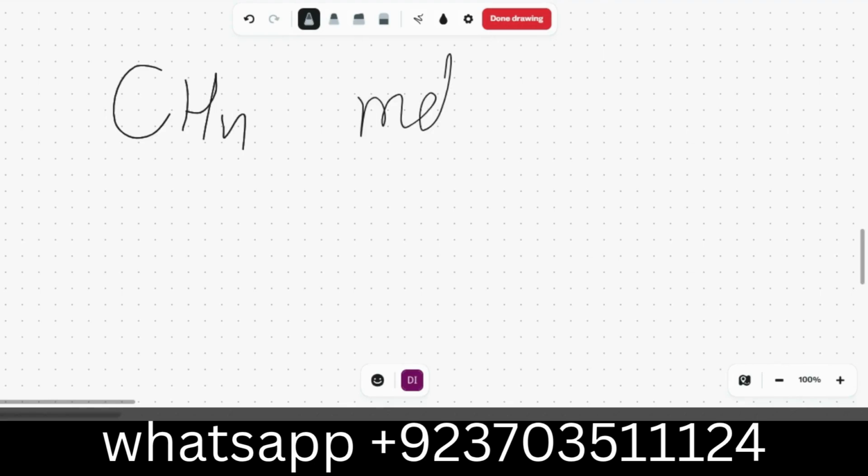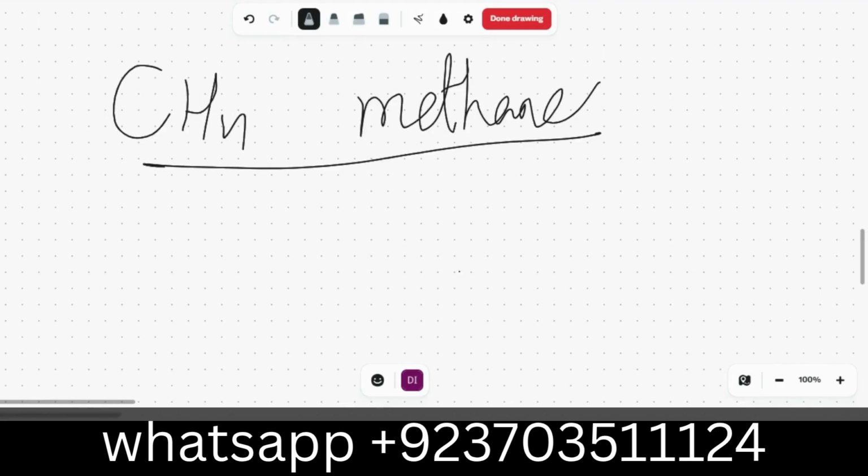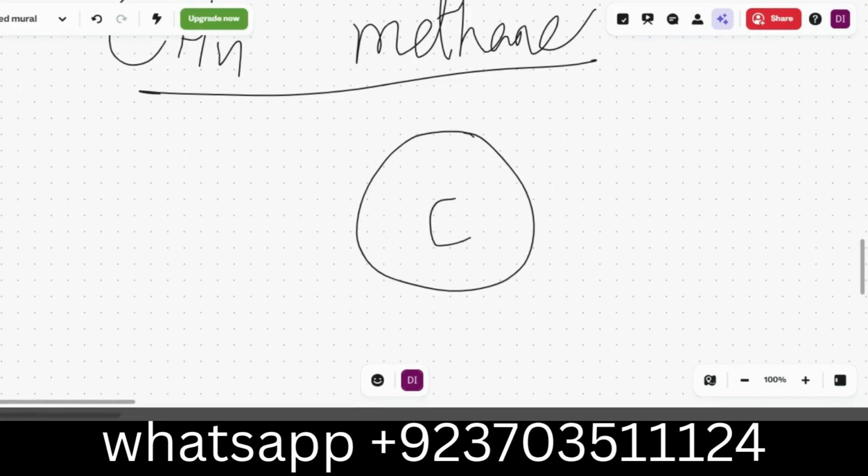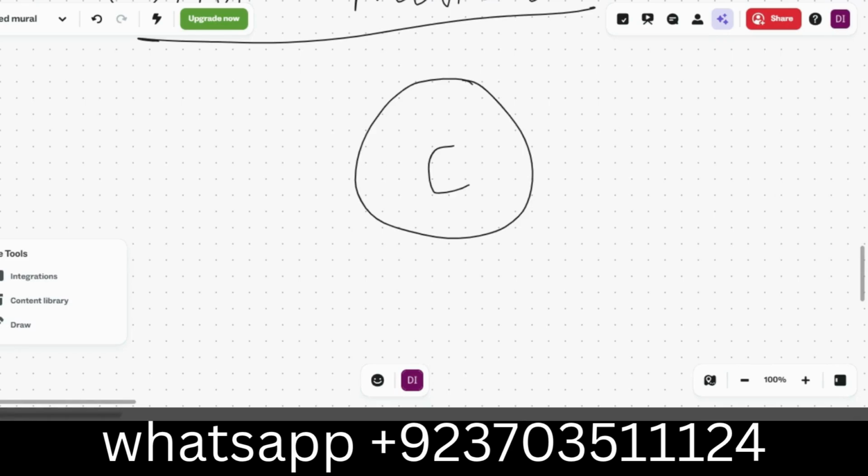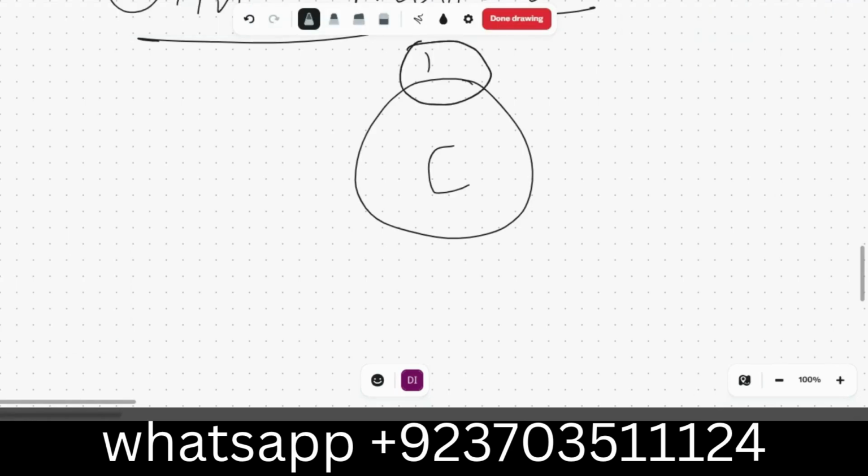Now for example we have CH4, that is called methane. CH4, that is called methane. So methane has one carbon that will make four bonds with hydrogen.